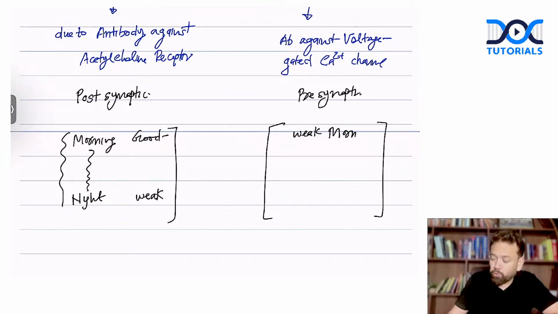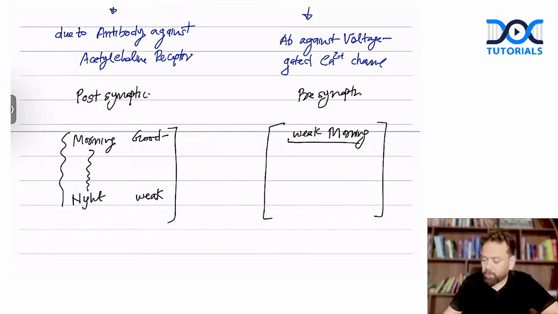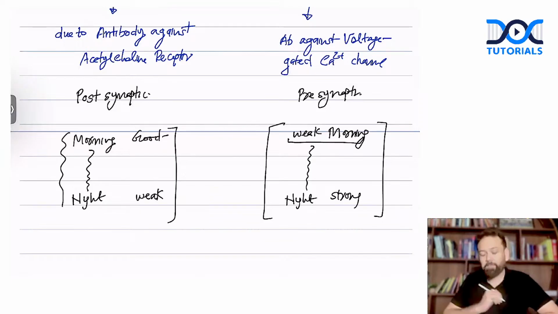How to differentiate in the exam between these two diseases? Is it myasthenia gravis or is it Lambert-Eaton? Answer is just ask the progression of the disease. They will feel weak in the morning, but as the day progresses, by night they will be okay. They are stronger.